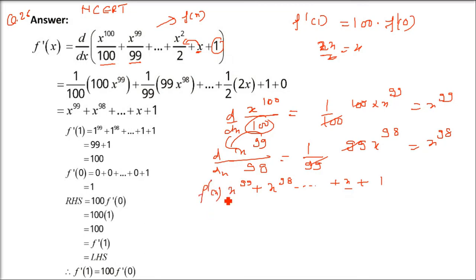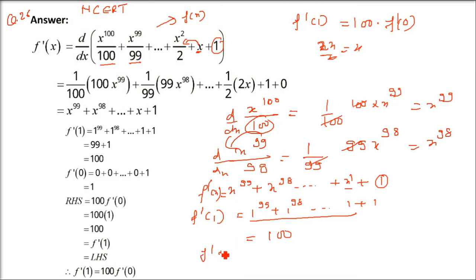Now wherever x is there, put 1. f'(1) we are trying to find out. So 1^99, 1^98, till 1 raised to 1, and 1 is still there, the last one. So from x raised to 1 till x raised to 99 it is 99 terms, plus 1, that is 100. So f'(1) is 100.